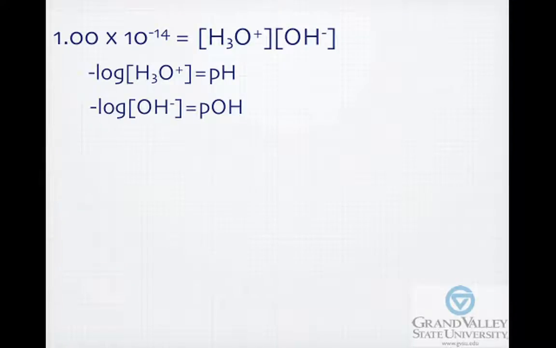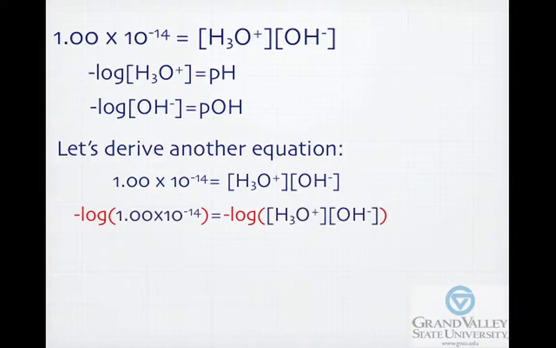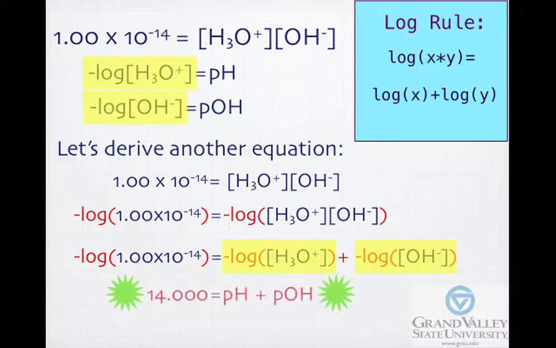Now let's derive another equation. Let's start with the equation at the top of the screen. We're then going to take the negative log of both sides of the equation. Using our properties of logarithms, we can separate the two terms on the right side of the equation to get the following. Now it seems that the right side of our equation looks awfully familiar. Let's go ahead and substitute pH and pOH. So our new equation becomes 14 is equal to the pH plus the pOH.